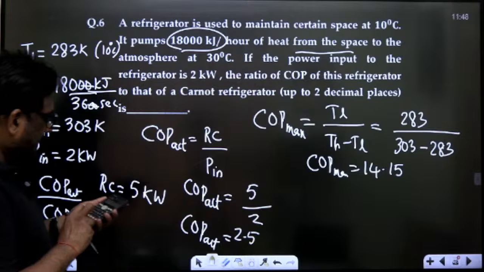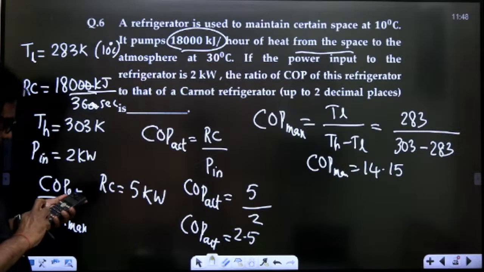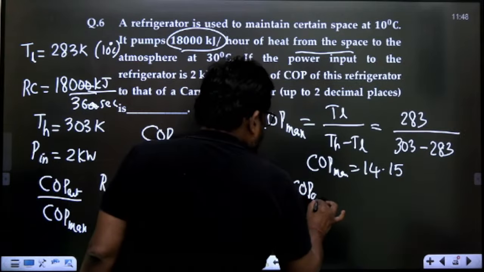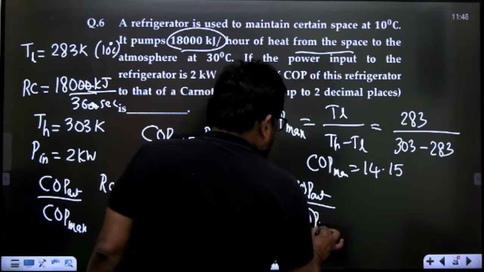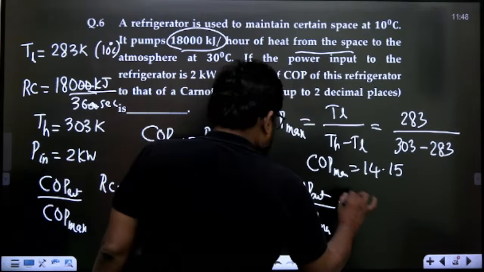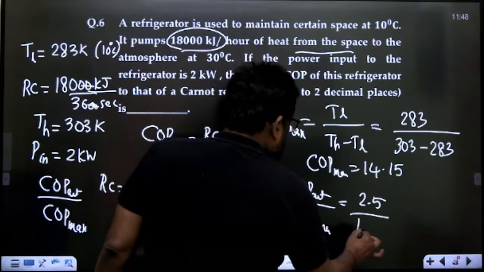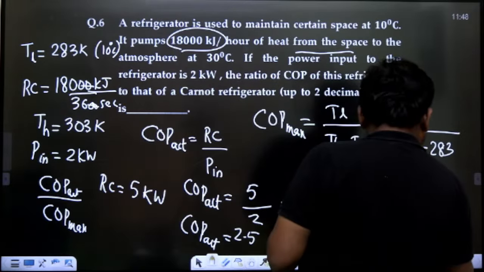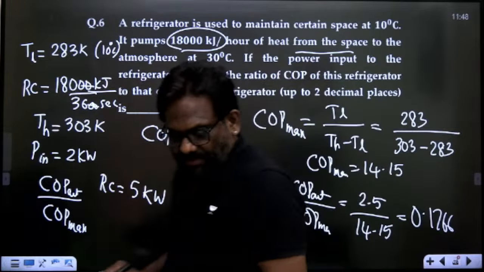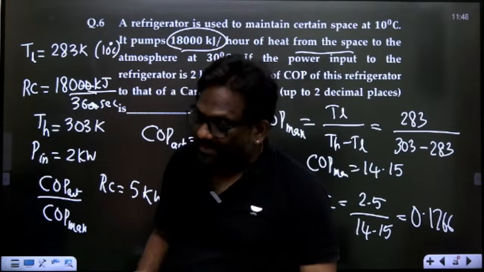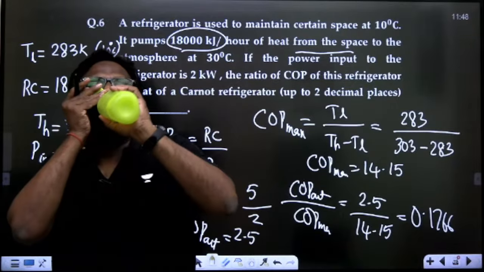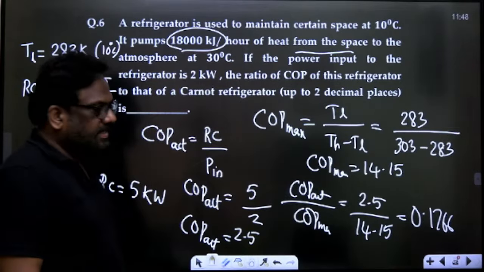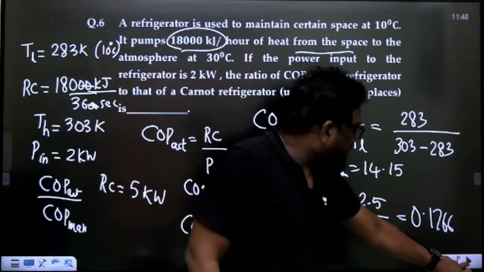Therefore, he is asking the ratio. So the actual COP to the maximum COP is equal to, actual is 2.5 and the maximum is 14.15. तो कितना आ रहा है सर ये? 0.1766. Anyone? What is the answer, sir? Excellent, sir. ठीक है? Right. We'll go to the next question.